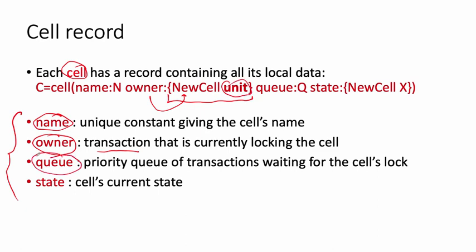Then there's a queue. This is a priority queue. It's the transactions waiting for the cell's lock. Maybe there are many transactions waiting for that lock, but the highest priority of those waiting transactions will get it first. So it's not a regular queue, but a queue that's ordered in terms of priorities, so a priority queue. And finally, the cell's current state. See how there's a little bit of extra information to manage the information we need to manage.